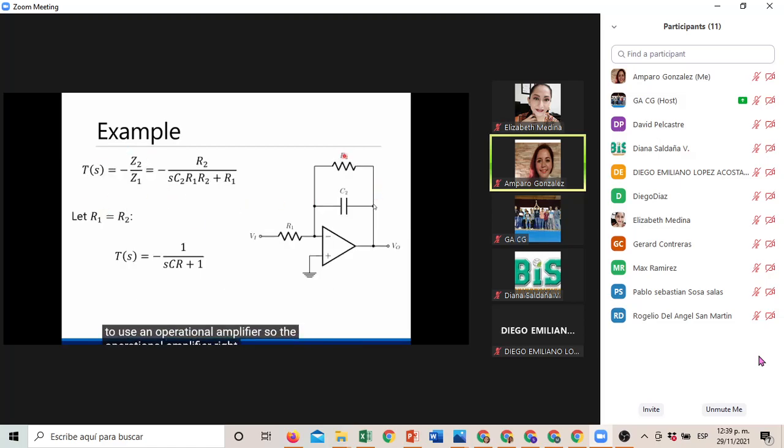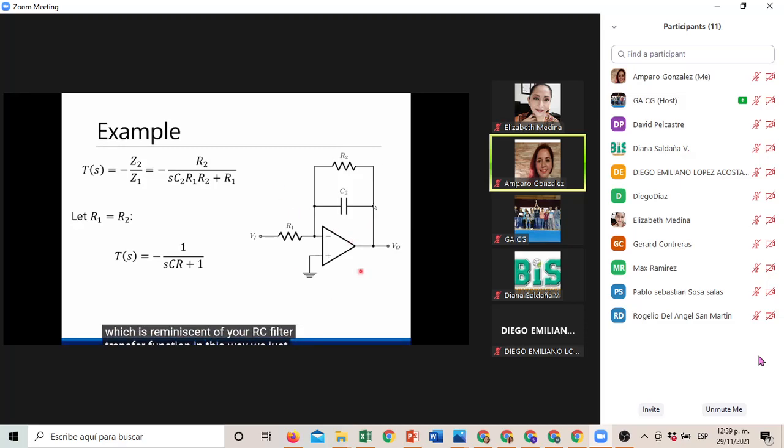So the operational amplifier right here has a transfer function. Since this is an inverting filter, you get a transfer function that looks like this. And you let these resistors be equal. So you have this equation for your transfer function, which is reminiscent of your RC filter transfer function.